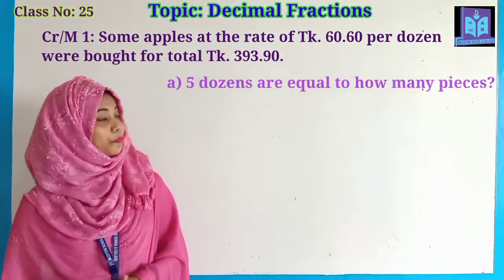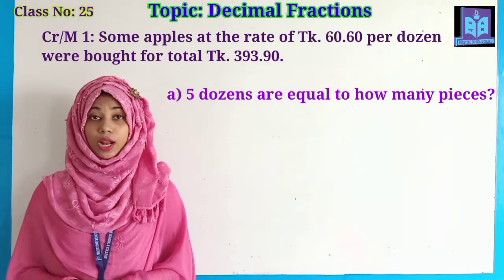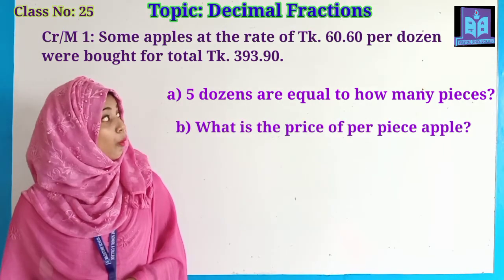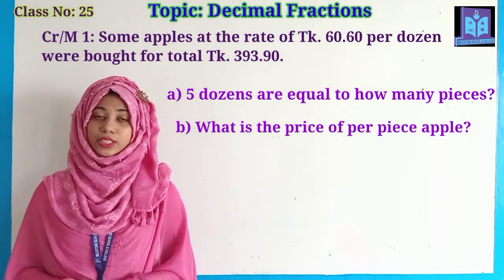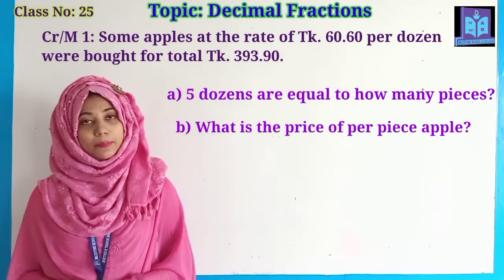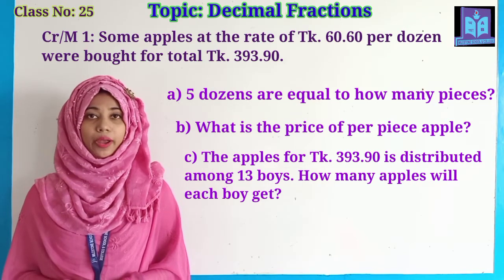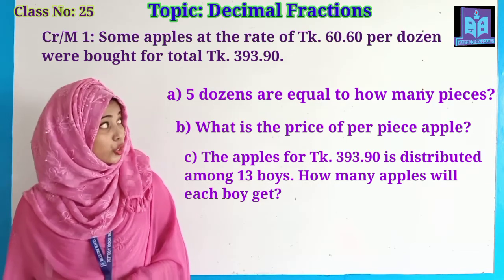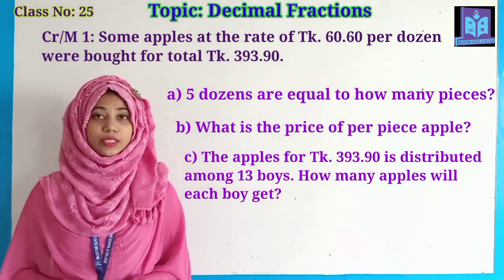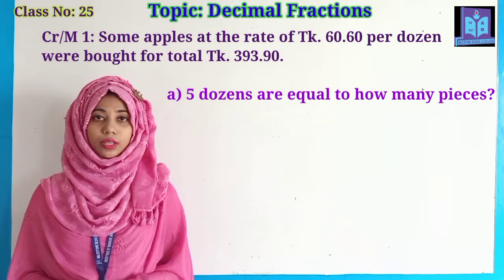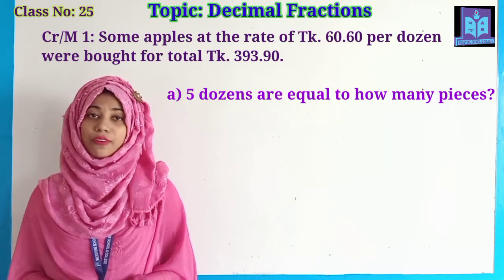Question number A. 5 dozen equal to how many pieces? Question number B. What is the price per piece of apple? Question number C. The apple for Taka 393.90 is distributed among 13 boys. How many apples will each boy get? Now we will solve first math.